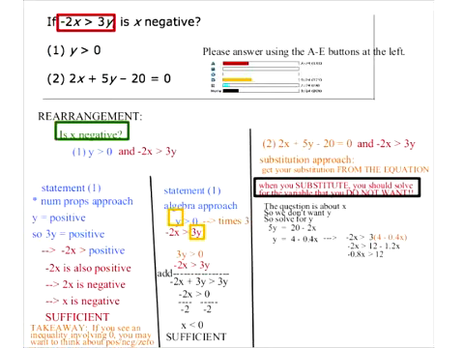You don't really need to keep solving. So negative 0.8x is positive. So x is negative. So they're both sufficient again, and this one is D. So the people who pick D are correct.